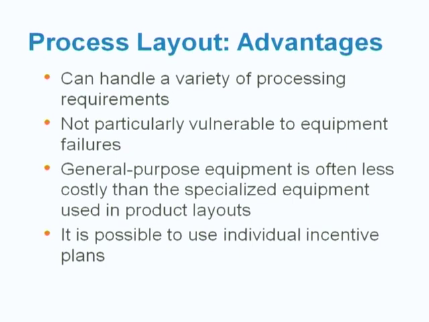General purpose equipment is often less costly than the specialized equipment used in product layout. Meaning for process layout, we use general purpose machines which are cheaper than the specialized machines used in the product layout.